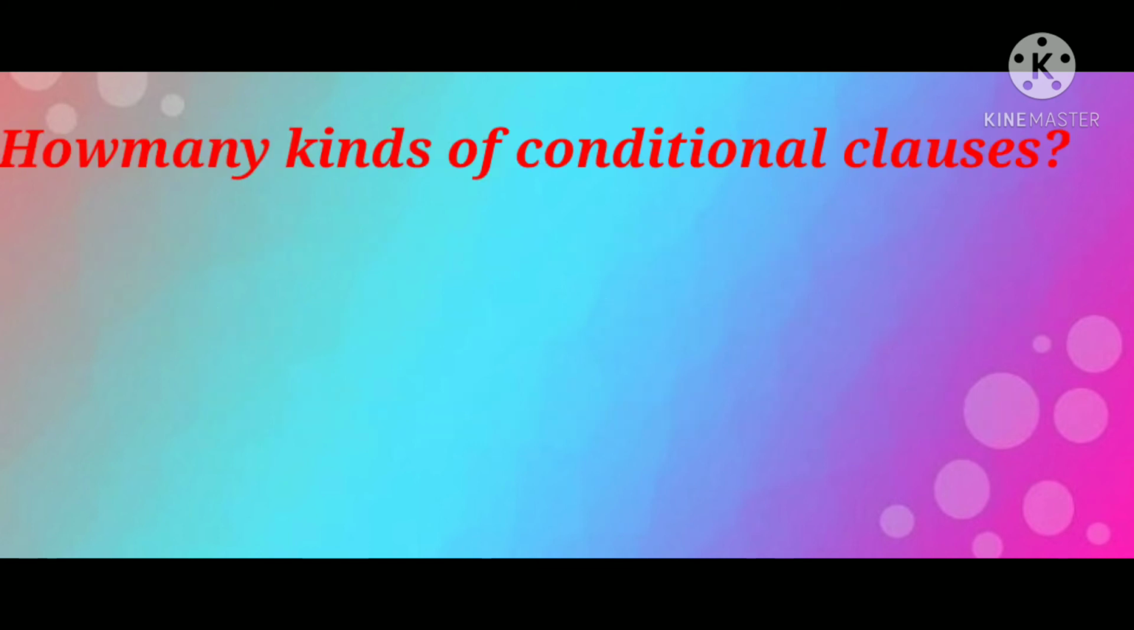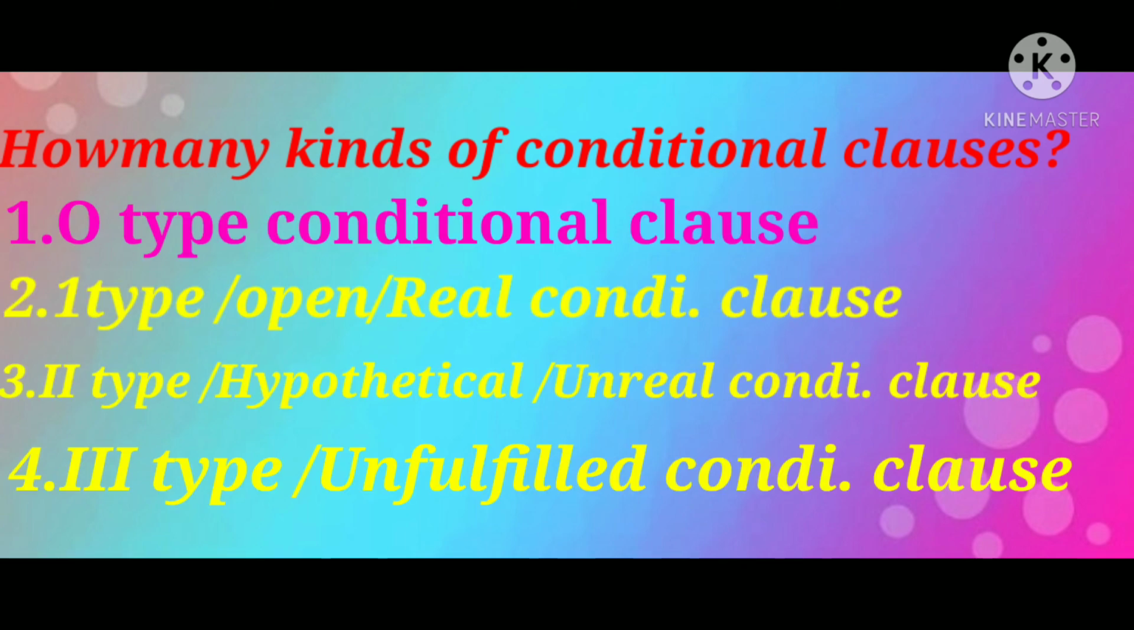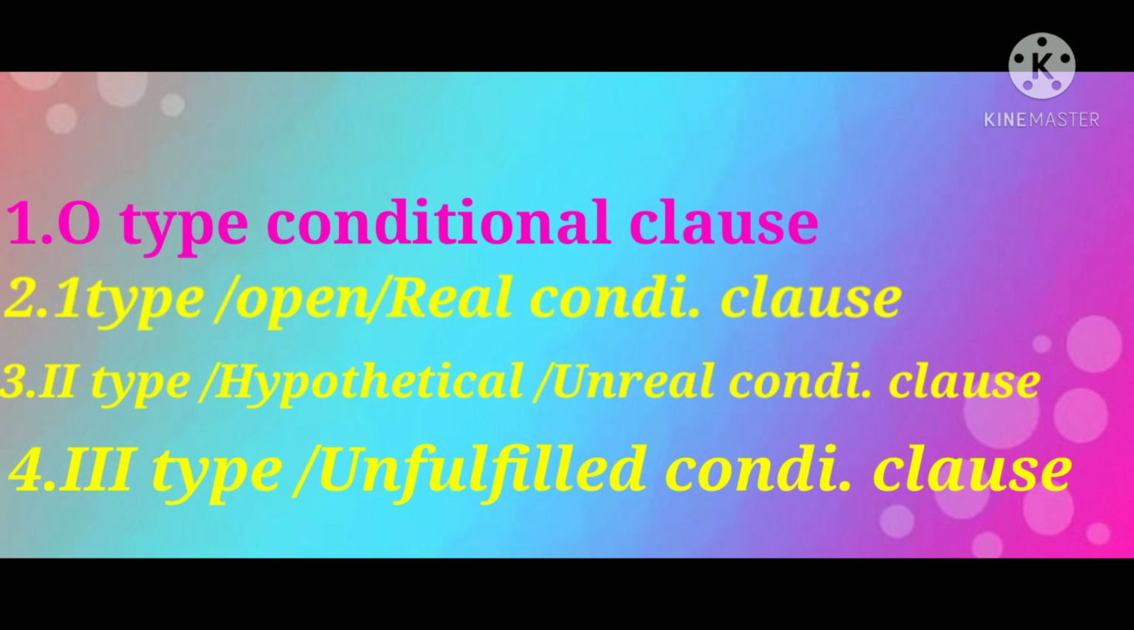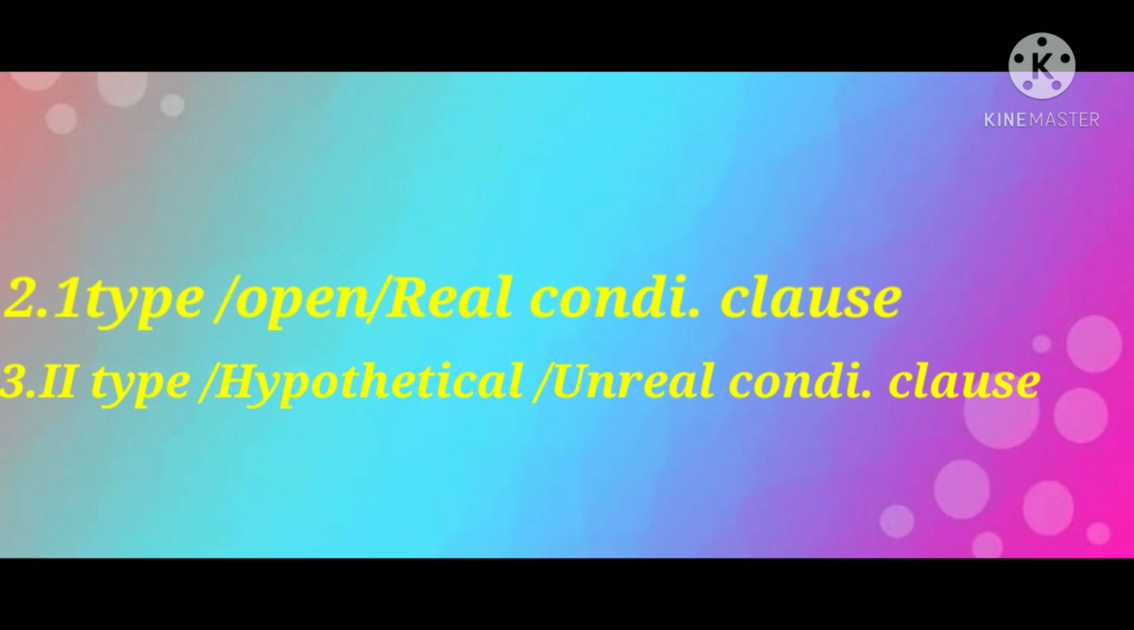So students, now we know about all the characters in the conditional clause. Right now, tell me, how many kinds of conditional clauses are there? We have 4 types of conditional clauses: the zero conditional clause, the type one real conditional clause, the type two hypothetical or unreal conditional clause, and the type three unfulfilled conditional clause. Dear students, this was just the basics of conditional clauses.